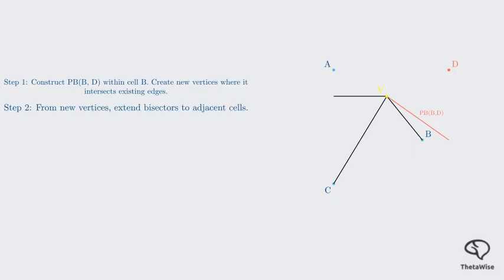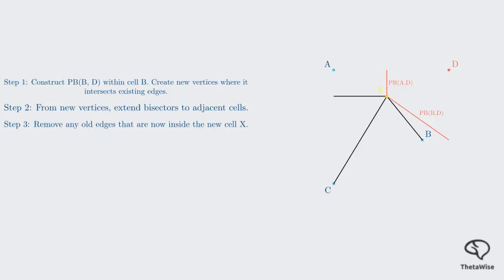Step 2. This new vertex V is adjacent to cells A, B, and D. We must check which other existing cells are adjacent to these new vertices. For each, we construct a perpendicular bisector with D. Our new vertex V is equidistant from A, B, and D. It's a new vertex of our diagram. We must now draw the new edge PB_AD from this vertex. We continue this process until the new cell for D is completely enclosed and no new vertices are created.